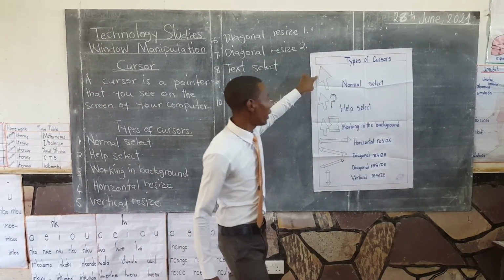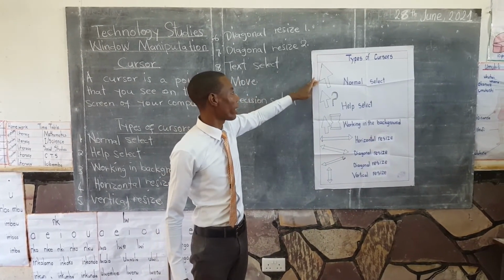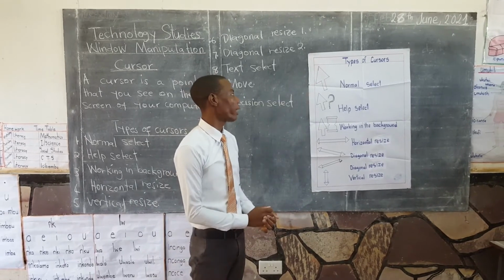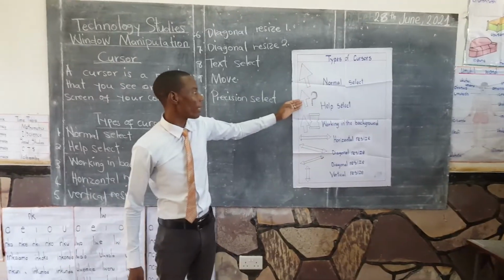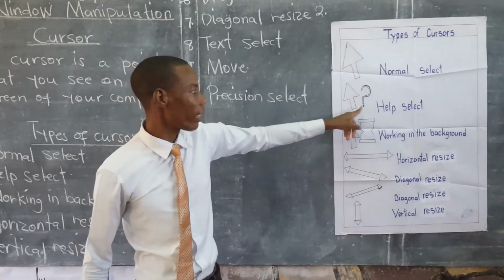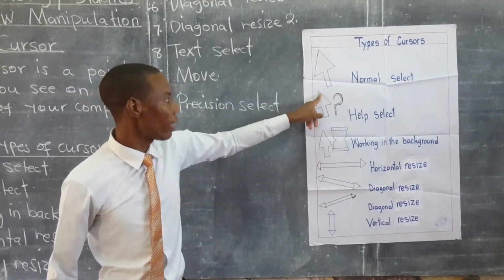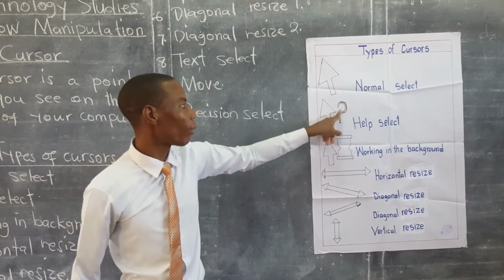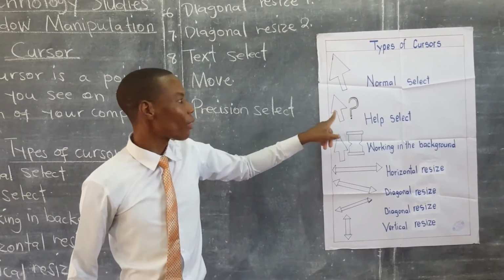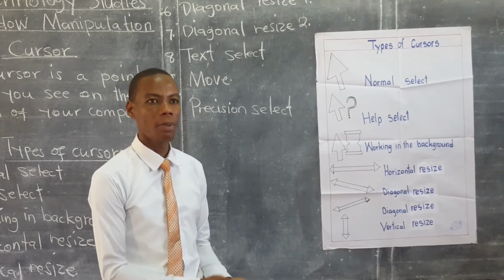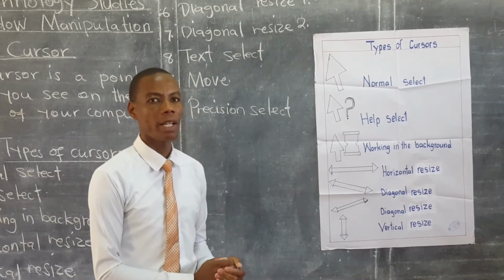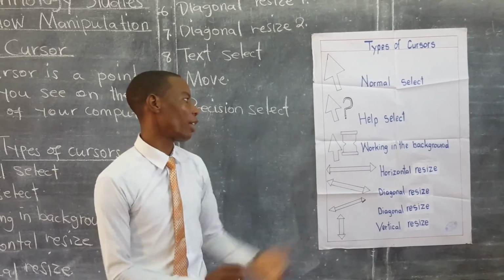So the normal select looks like that. A help select has a normal select and a question mark. So this appears when you want help. You want the computer to help you with some information.